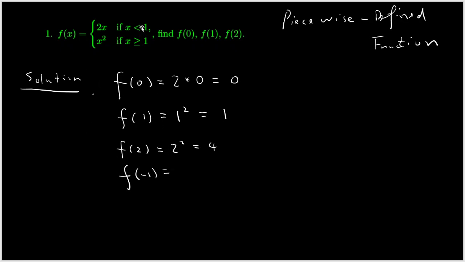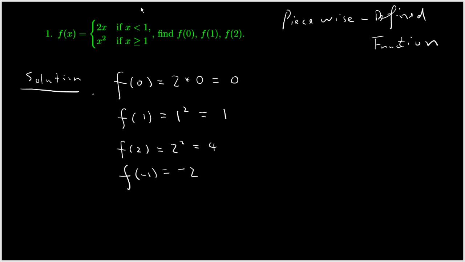-1 is on the top piece. -1 is a number less than 1, right? When you see the input is on the top piece, you use the top formula to get the output for the function. I will make more comments soon. So the answer is -2. -2 is computed using the top formula.